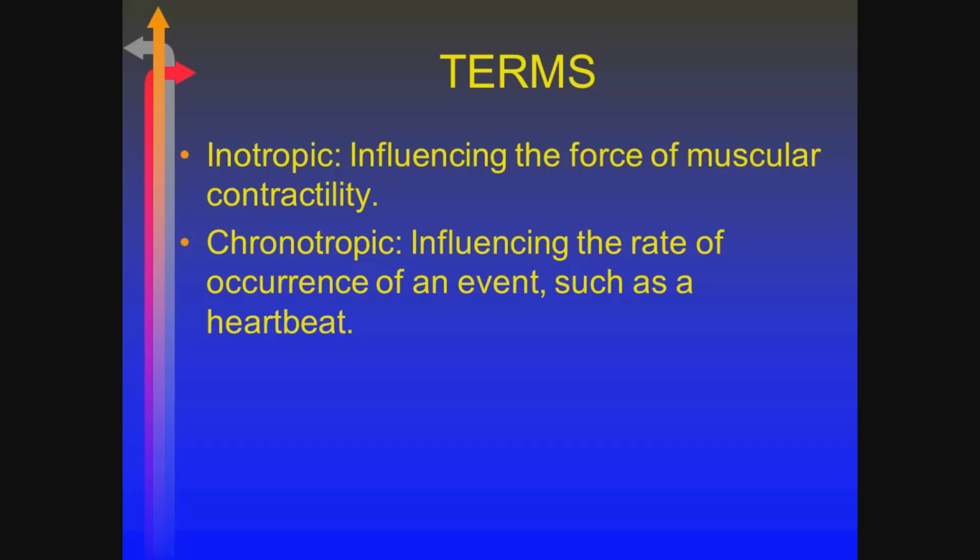Just some other terms. Inotropic, I think we've seen before as far as the force of contraction, dealing with contractility. Chronotropic, having to do with the speed of the heart rate. So for instance, dopamine is both inotropic and chronotropic, where dobutamine is just inotropic.